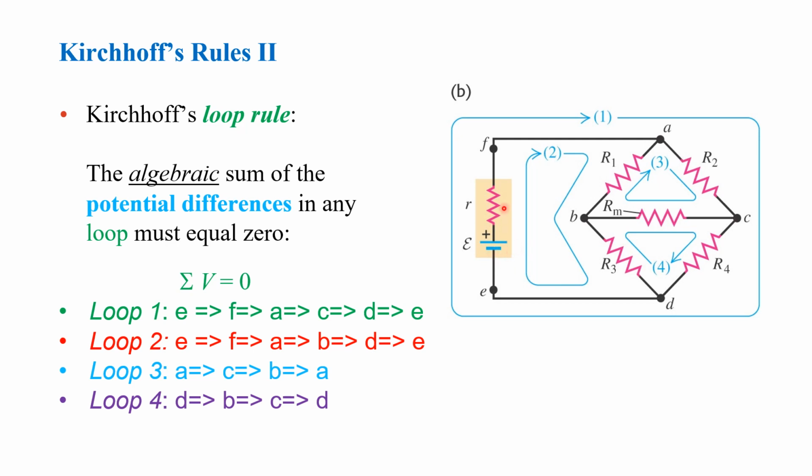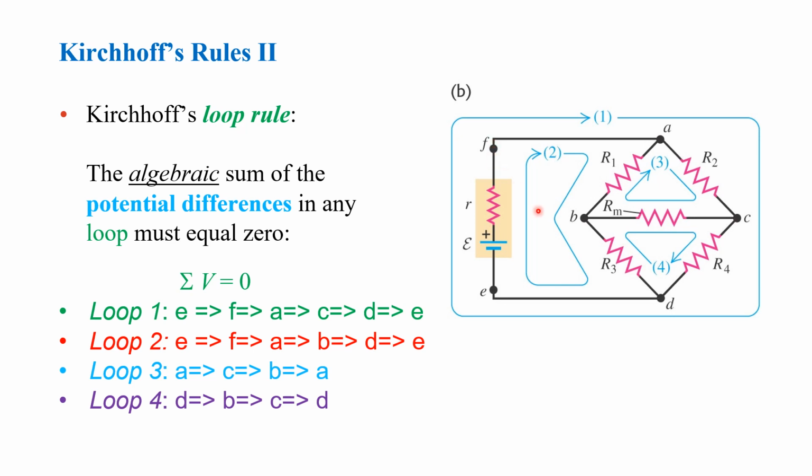Here, let's say for example, looking into loop 1, this bigger loop here, the biggest loop in this network, let's start from point E. So you have this voltage here plus the voltage passing in your resistor, plus the voltage passing in resistor R2, plus the voltage passing in R4, and then back to point E. The sum of all the voltages passing across your components should equal 0.